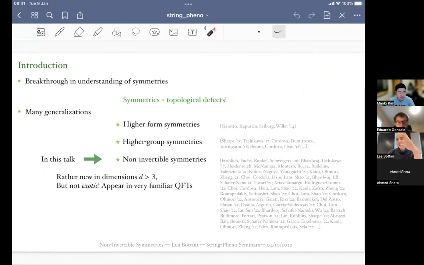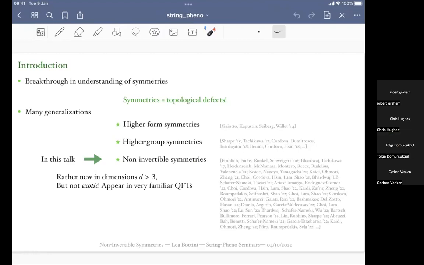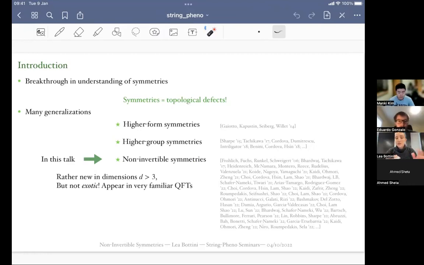This work is based on a fundamental idea that was really a breakthrough in the understanding of symmetries: that we should really think of symmetries as topological defects in our theory. This is a very useful point of view, because it naturally leads to a lot of generalizations. For example, higher form symmetries, which are characterized by the fact that the charged operators are not local operators but extended operators, or higher group symmetries, which are even more exotic and mix together standard symmetries and higher form symmetries, and non-invertible symmetries, which I will discuss in this talk.